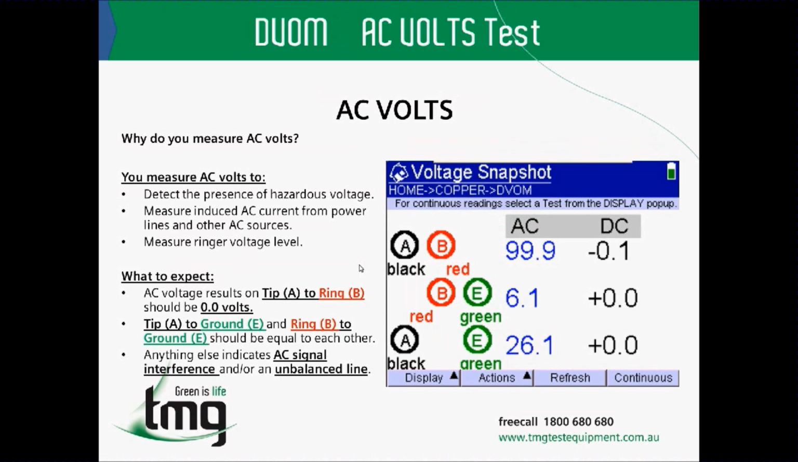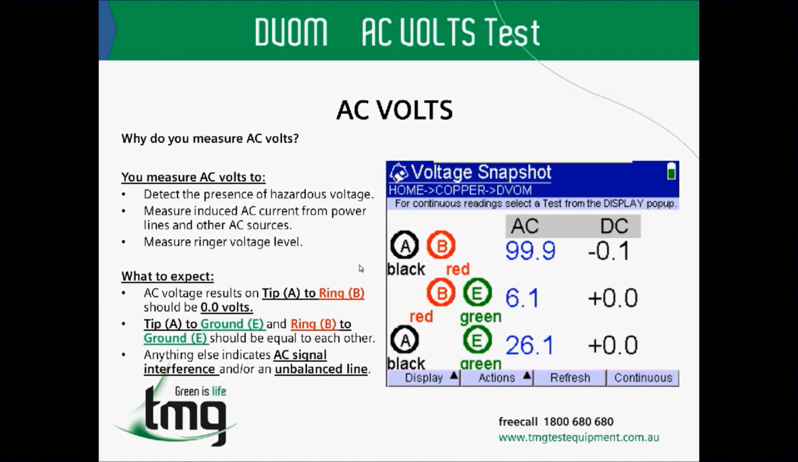AC volts test. Why do we measure AC volts on a line? We measure AC volts to detect the presence of any hazardous voltage, to measure the induced AC voltage from power lines and other AC interfering sources, that may come from power lines, or maybe a high spontaneous AC voltage imposed from another pair, and to simply measure the ringer voltage level to make sure that the line is operating according to specifications.